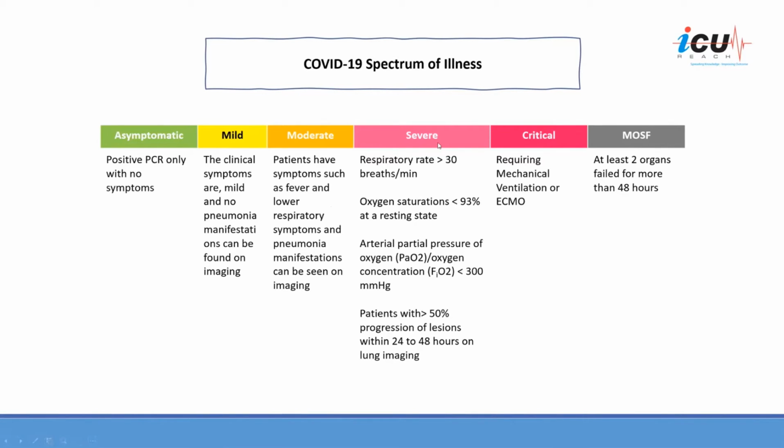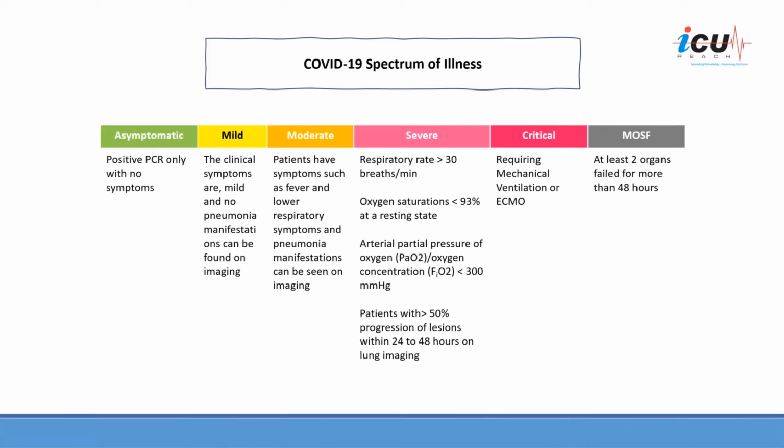Now, we get to the severe disease when we have hypoxemia. This can manifest with measurement of O2 saturation, and the definition is less than 93% at a resting state. The patient may have an increased work of breathing with respiratory rate more than 30. That would be looked at as severe disease, even if there is no hypoxemia. Of course, you can define hypoxemia as PF ratio, with a PO2, if you have ABGs, PO2 over FiO2 of less than 300.